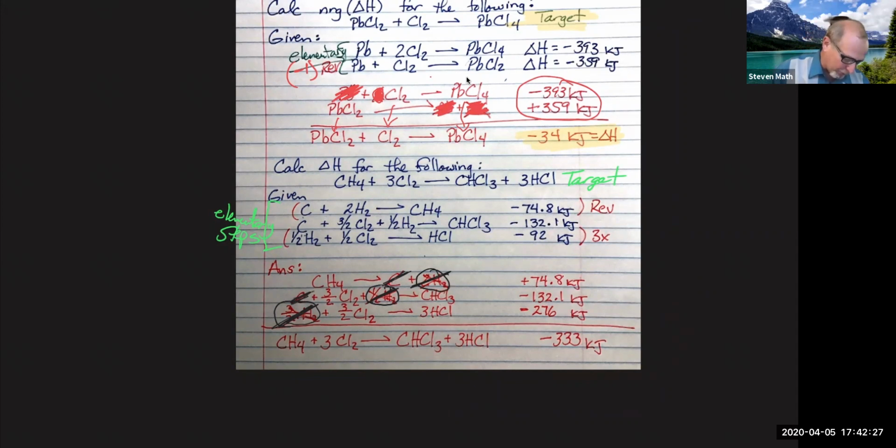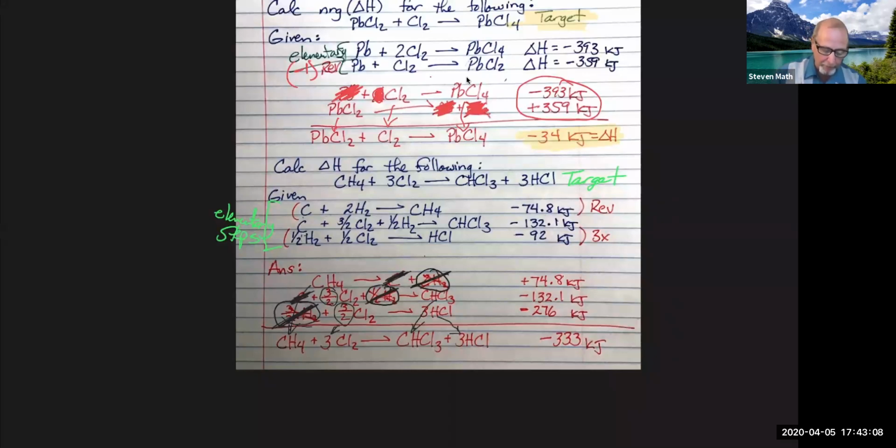Now notice I make different shapes for the different things that I cancel out. My carbons, I just put a hash through. My hydrogens, I put a circle and a hash through. If I had to cancel out anything else, I might use an X. I might use a star. I just use different shapes to show that I'm canceling things out. My chlorines in this case, they end up adding up. So what I have is 3/2 and 3/2, which equals 3. So my methane falls down, my 3 chlorines fall down, my trichloromethane falls down, and my 3 HCl's fall down.